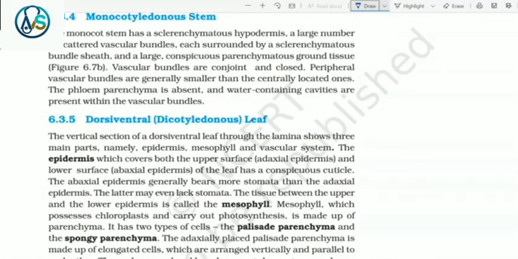6.3.4 Monocotyledonous stem. The monocot stem has sclerenchymatous hypodermis, a large number of scattered vascular bundles each surrounded by a sclerenchymatous bundle sheath, and a large conspicuous parenchymatous ground tissue. Vascular bundles are conjoined and closed. Peripheral vascular bundles are generally smaller than the centrally located ones. The phloem parenchyma is absent and water-containing cavities are present within the vascular bundles.